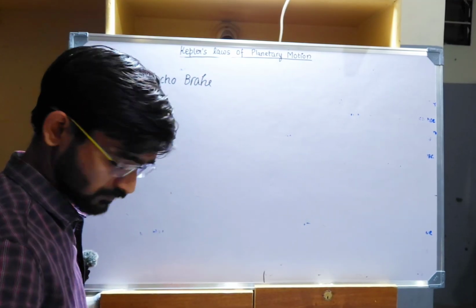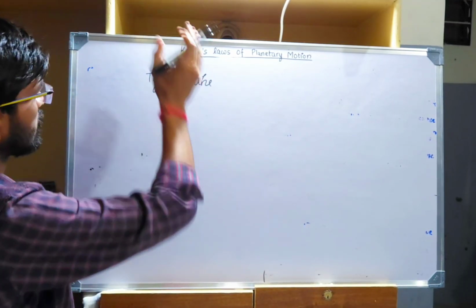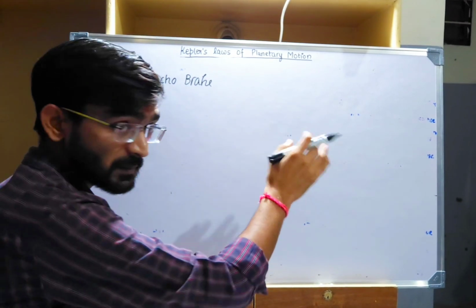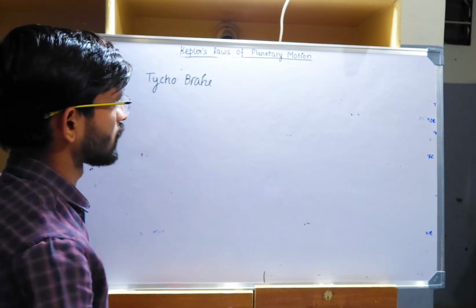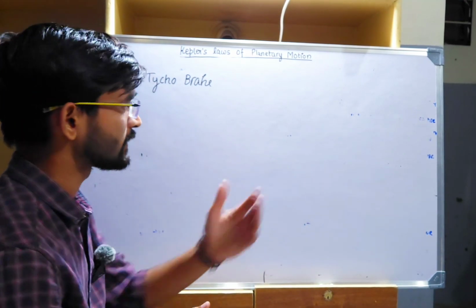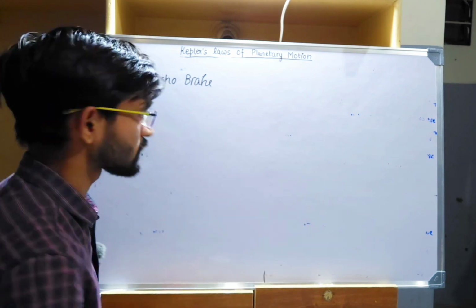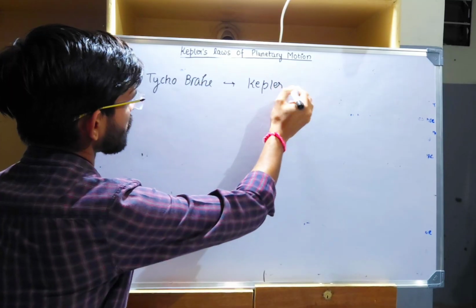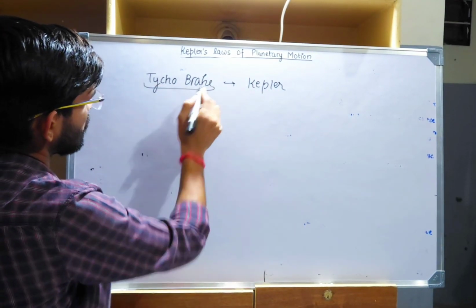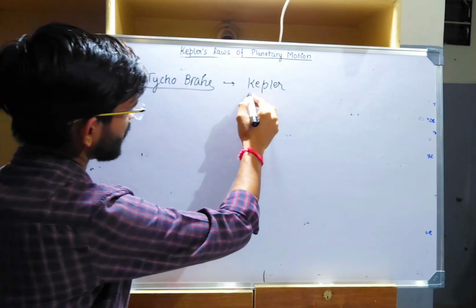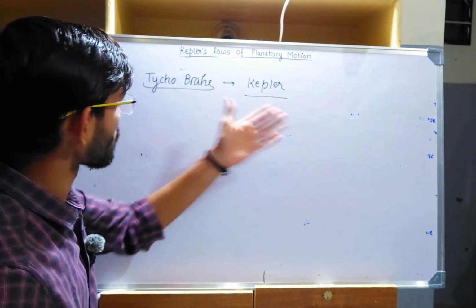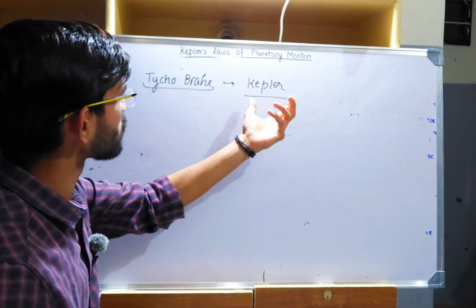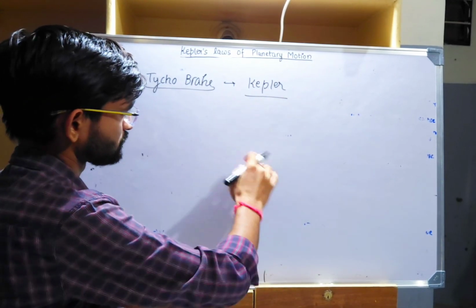So he started taking data of the motion of planets around the sun, and he collected data for many years. But after his death, his assistant Kepler, who was the assistant of Tycho Brahe, used the data taken by Tycho Brahe, the motion of planets around the sun.